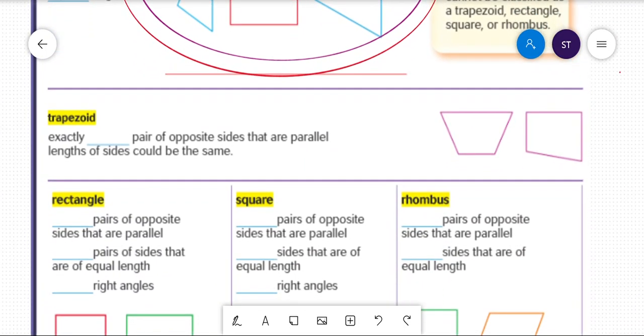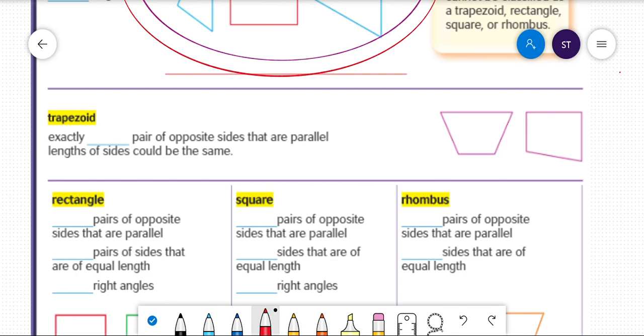The first type of quadrilateral is a trapezoid. In order for a shape to be classified as a trapezoid, it must have at least one pair of opposite sides that are parallel. Parallel sides are sides that will never cross and never meet.